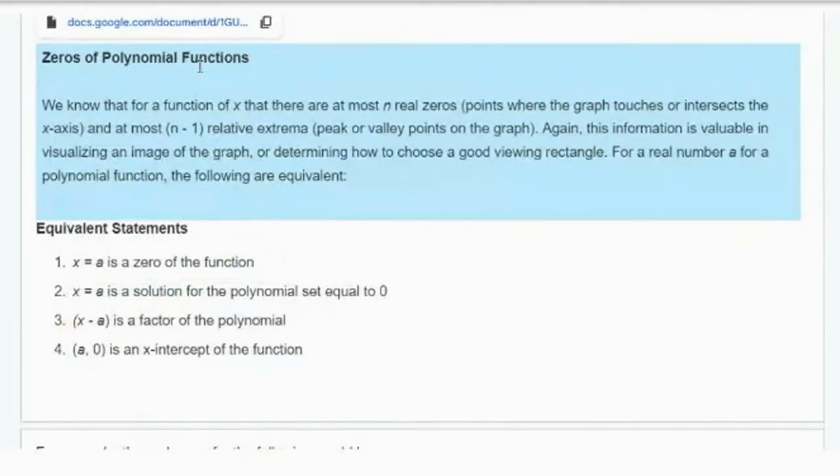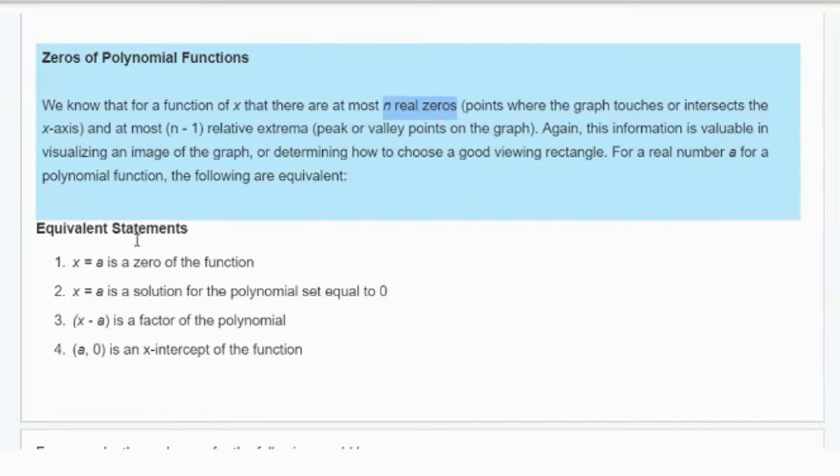Zeros of polynomial functions. If we graph it, that's where it crosses the x-axis. If we factor it, that's where it equals 0. When you set a polynomial function equal to 0, you can factor it and find the zeros. If there is a function of x to the n, it'll have at most n real zeros. The x to the fourth won't have more than 4 real zeros. In fact, it may have less. Maybe some of those zeros are imaginary.